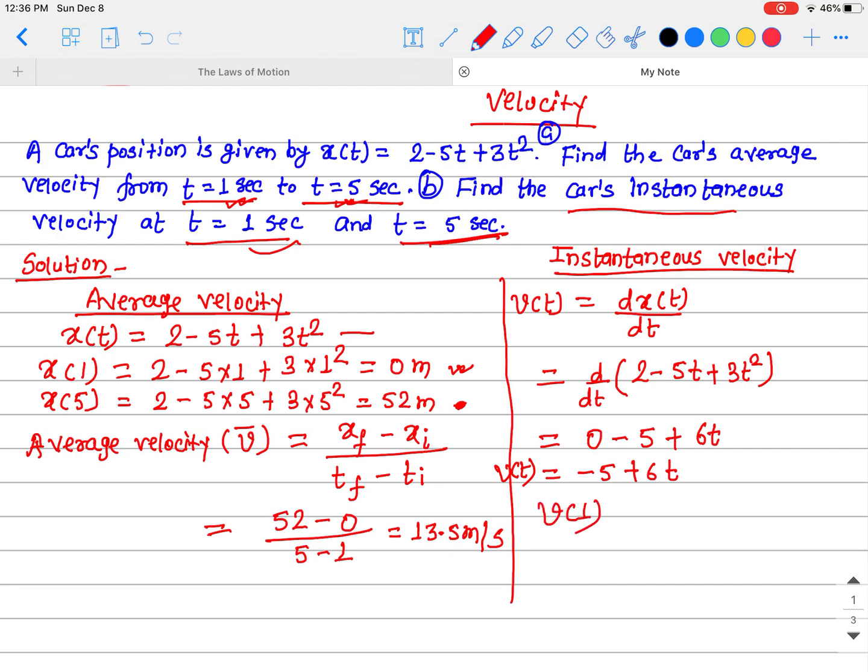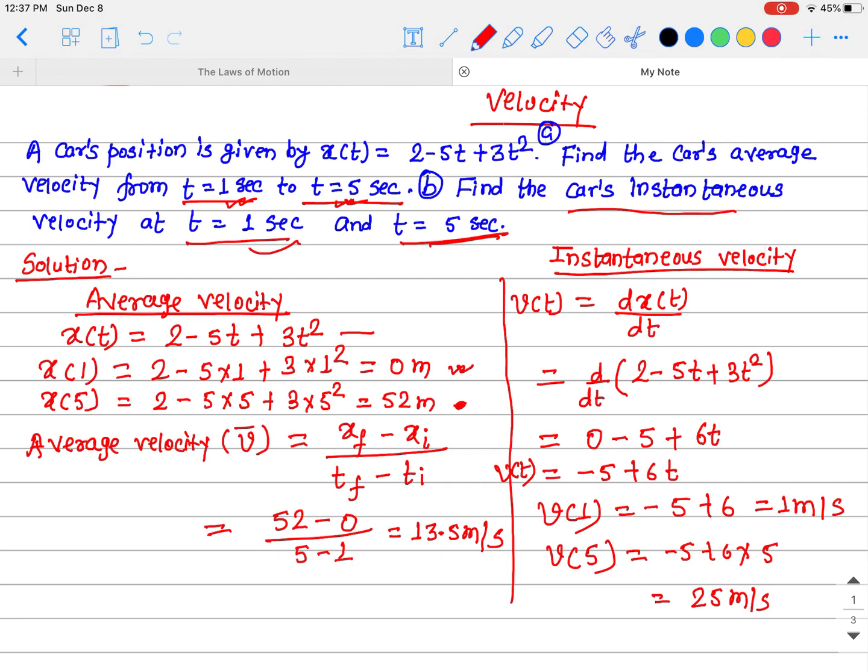So how do we find the instantaneous velocity at 1 second? v(1): just plug into this equation, minus 5 plus 6, you will get 1 meter per second. So at time equals 1 second, it was moving at 1 meter per second. And now at time t equals 5 seconds, minus 5 plus 6 times 5. 30 minus 5 is 25 meters per second. Now at time equals 5 seconds, it is moving at 25 meters per second. So the particle has accelerated.